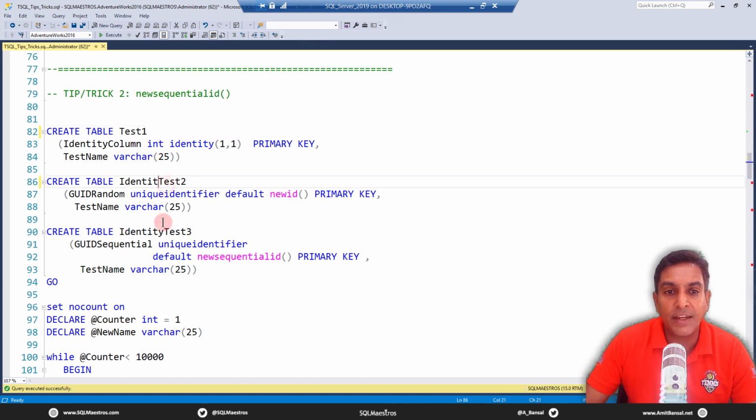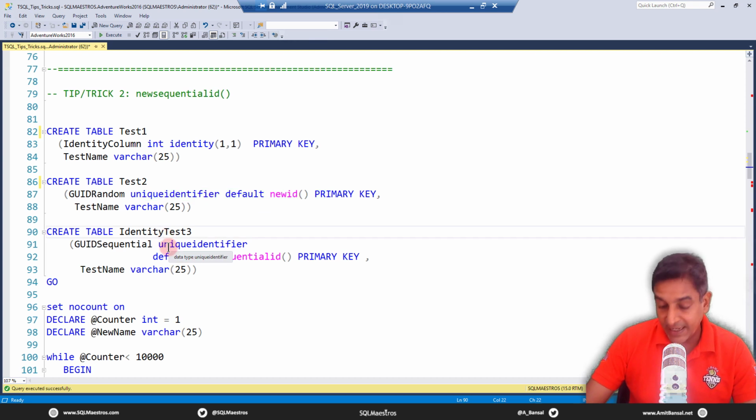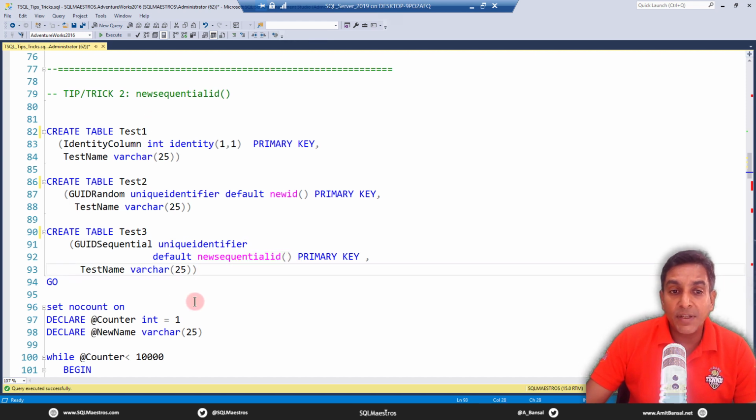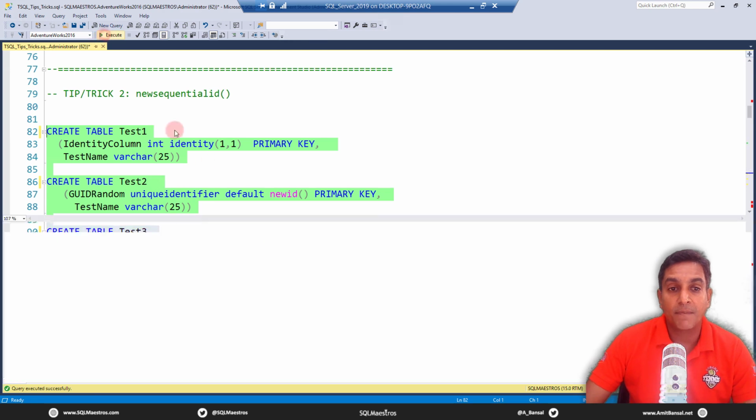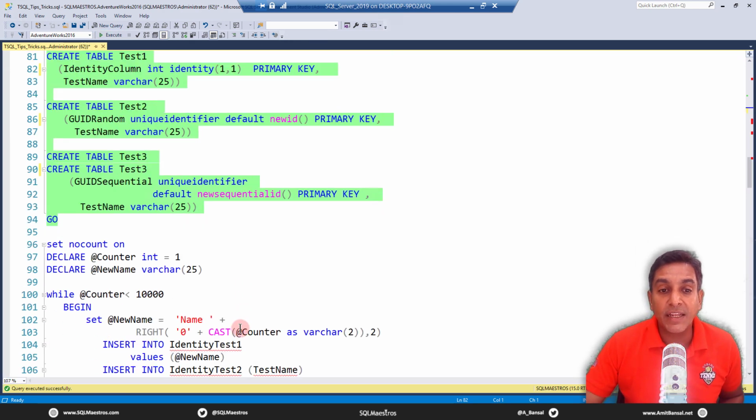So we are creating 3 tables here. Test 1 is going to use identity. Test 2 is going to use the old one, unique identifier with the NEWID function, and test 3 is going to use the new function, which is NEWSEQUENTIALID. Each table has 2 columns. One is for the primary key and another is named test varchar. Let's go ahead and create these tables. All right, tables created.